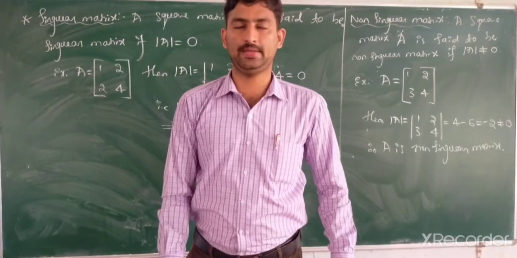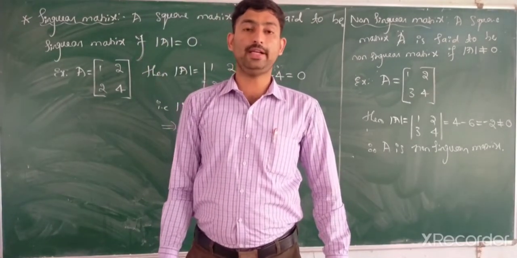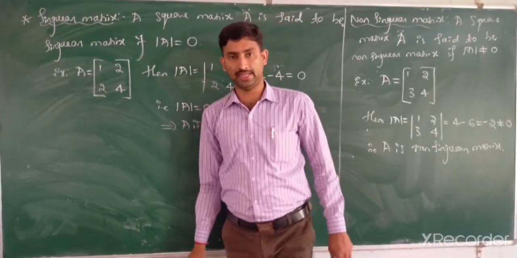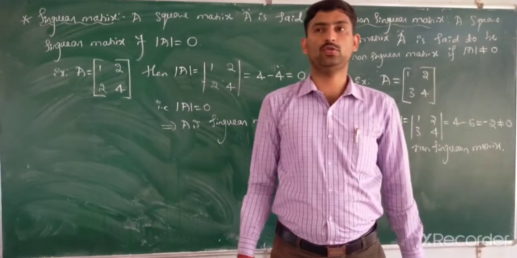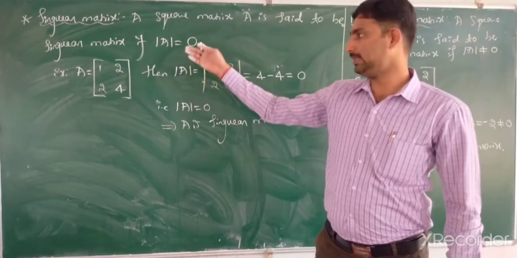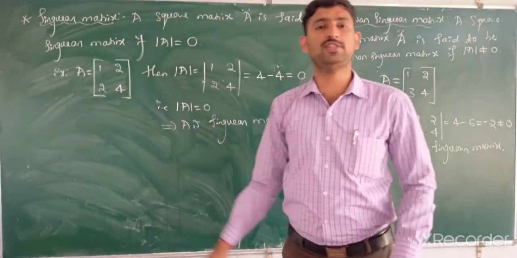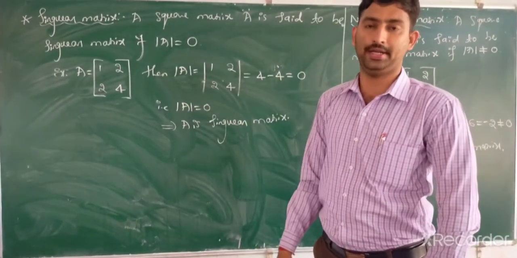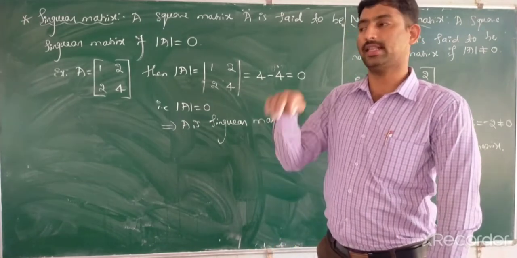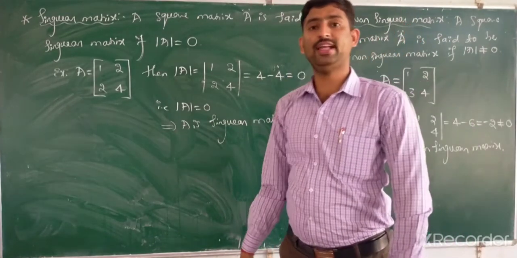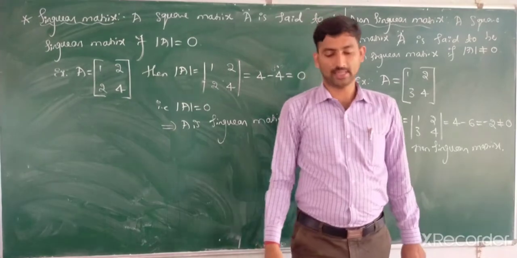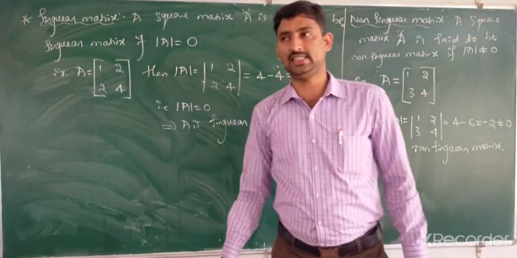Define singular matrix. What you have to write? A square matrix capital A is said to be singular matrix if determinant of A is equal to 0. What are the examples? This type of construction of singular matrices is in your hand. How many singular matrices are there in the universe? There are infinitely many singular matrices, but construction is in our hand.